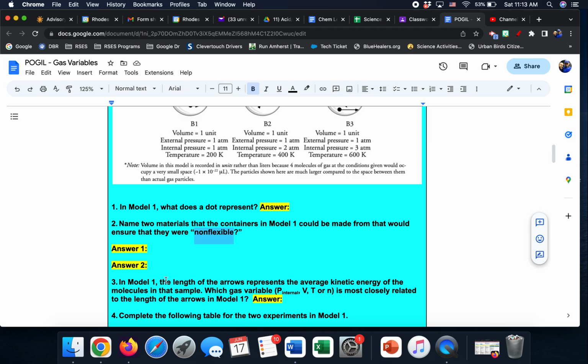In Model 1, number 3, the length of the arrows represents the average kinetic, remember that means moving, energy of the molecules in this sample. Which variable, P for pressure internal, V for volume, T for temperature, or N for number of molecules, is most closely related to the length of the arrows? In other words, what did we change of those 4 things that made the molecules move faster, the arrows get bigger?